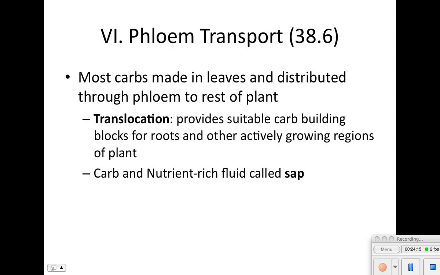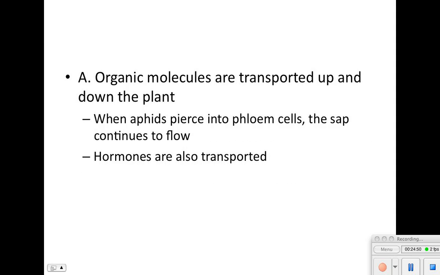Phloem transport, sugar. So a lot of carbs made in the leaves are transported throughout the plant. We call this process translocation. Now, a lot of kids have this misconception that plants only do photosynthesis, but they also use cellular respiration. So plants have the ability to do both. And the sugar that they make in photosynthesis is actually used to build structures inside of the plant. So organic molecules are transported up and down the plant.